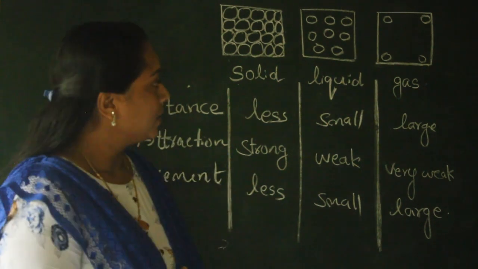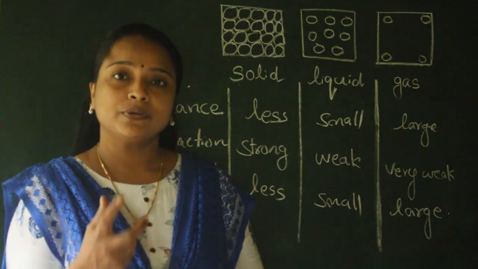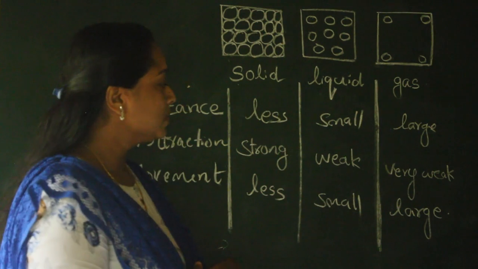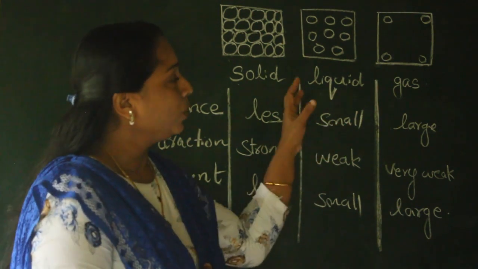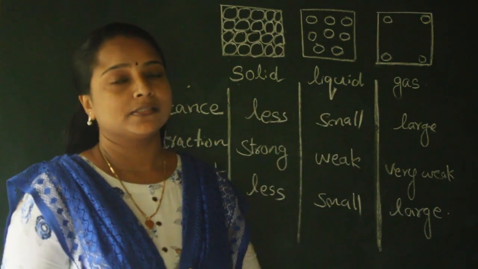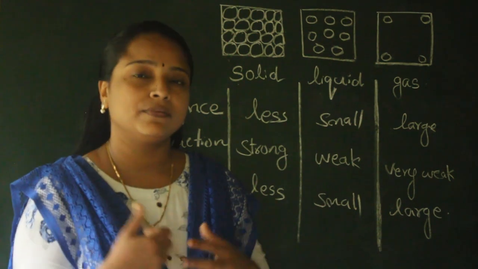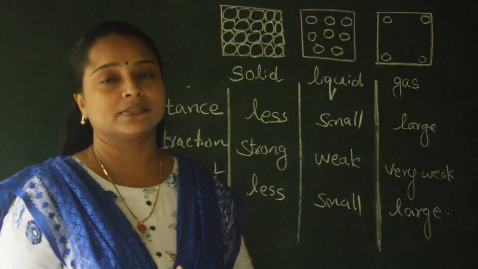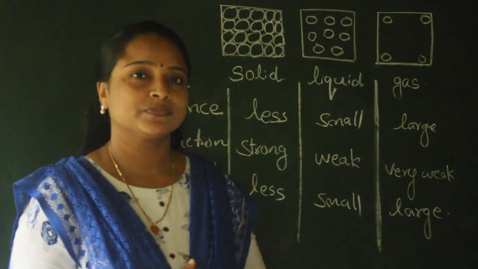Okay. Likewise, we know that liquids have the property to flow. Why? Because there is a small distance between the tiny particles, so the force of attraction will be very weak and they can make small movements between the tiny particles, so they can flow.